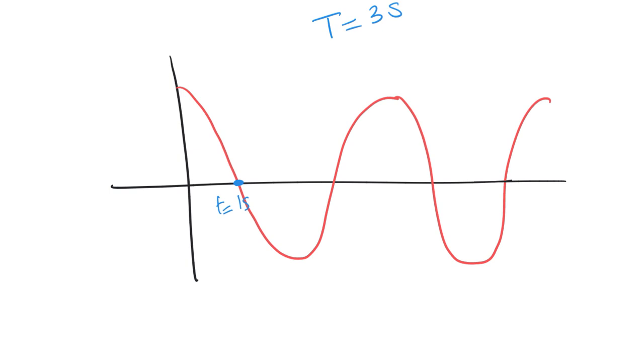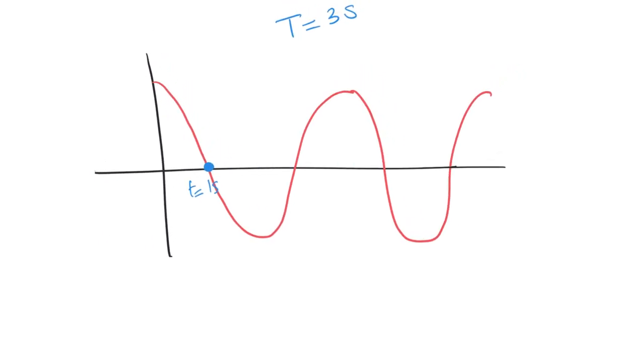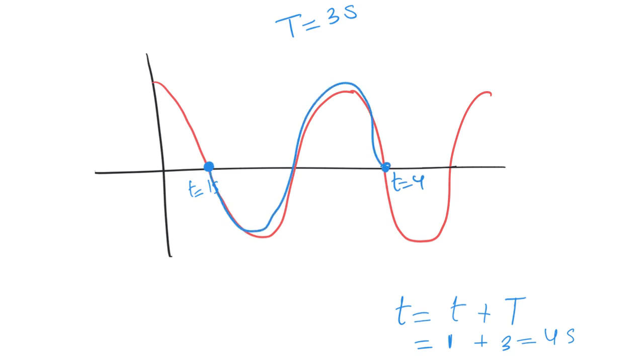So this particle will repeat itself, or will come to the same point, after a time equal to t plus T. So after t is 1, plus T capital is 3, so after 4 seconds this particle will return to the same point. And if we assume that t equal to 4 is here, the particle will return to the same point at t equal to 4.